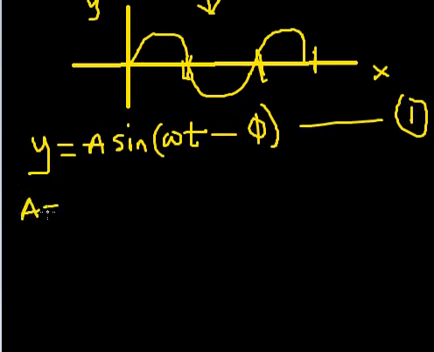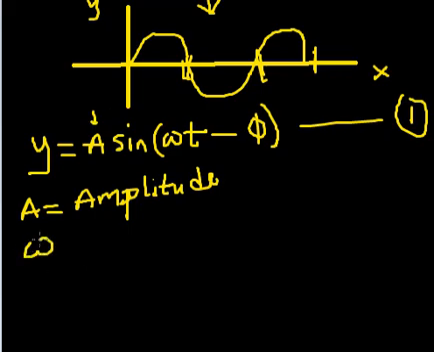Let's look at what all this represents. We have the a, which we know is the amplitude of the wave. Any number here is the amplitude of the wave. Now this symbol known as omega is what is called the angular frequency of the wave.